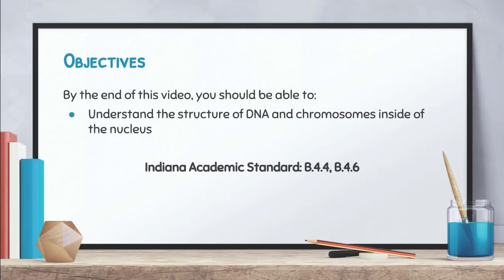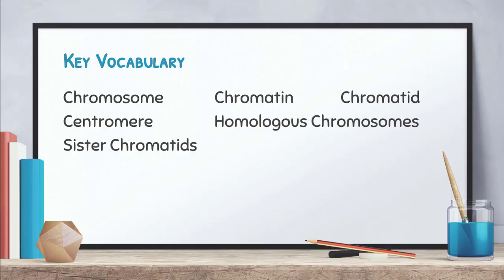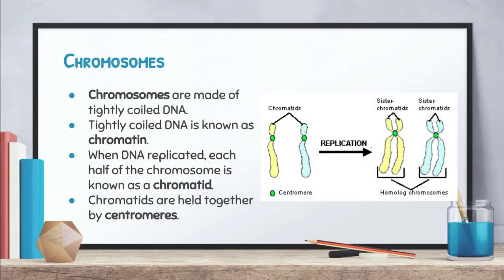A little bit about the objectives for today. By the end of the video, you should be able to understand the structure of DNA and chromosomes that are inside of the nucleus of both plant and animal cells. Some key vocabulary terms for you today. We are going to talk about chromosomes in general. We'll talk about how they're made of chromatin, chromatid, so they're all very similar terms: chromosome, chromatin, and chromatid. We'll also talk about centromeres and the differences between homologous chromosomes and sister chromatids.